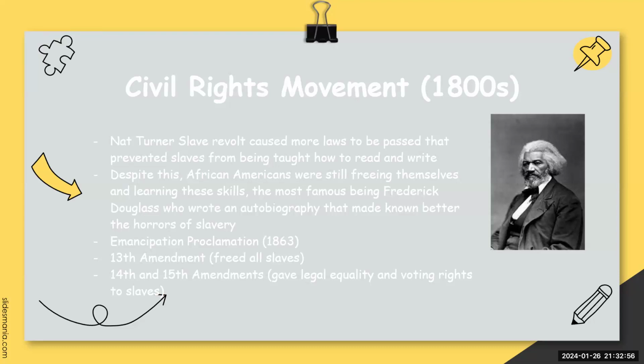And then some other things that happened were the Emancipation Proclamation, which announced all slaves to be free in the South during the Civil War, which didn't do much. And then there was the 13th Amendment, which freed all the slaves. And then also the 14th and 15th, which gave legal equality and voting rights to slaves.